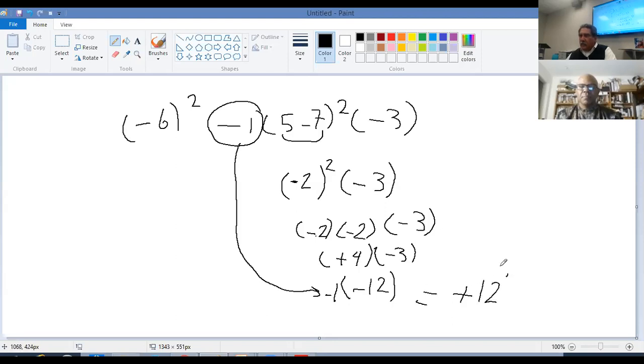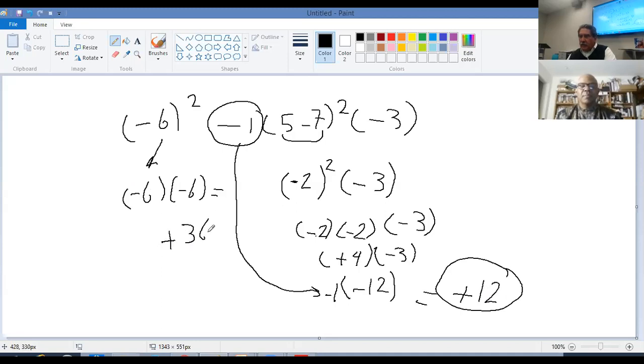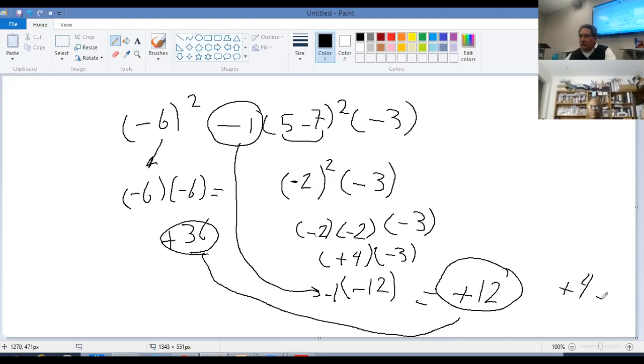So I got this part. Now, let's take care of this part. Minus 6 to the power of 2 is minus 6 times minus 6, which is, tell me, 36 positive. So I have 36 positive plus 12 positive. What's the answer? 48. 48 positive. Is that clear? Yep. Okay, all right, good.